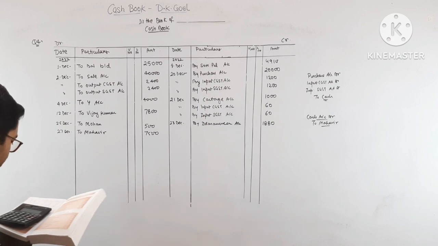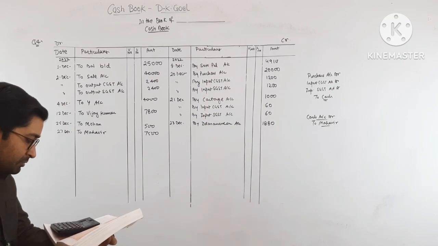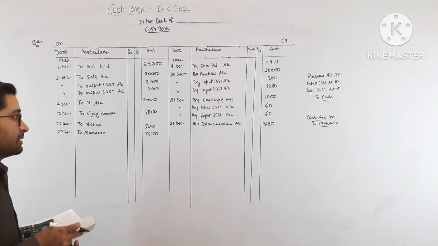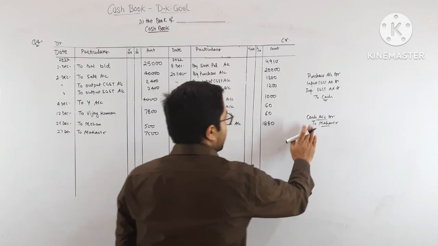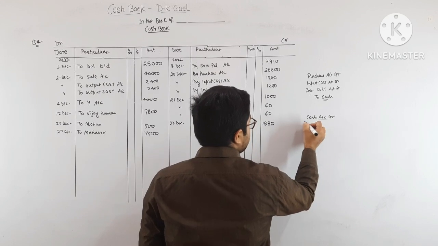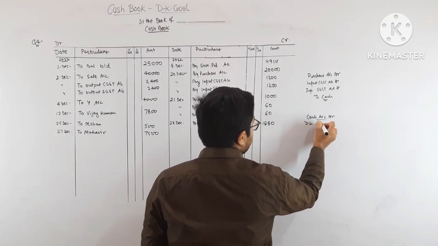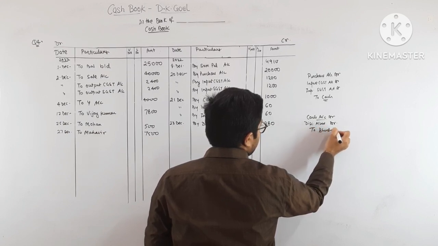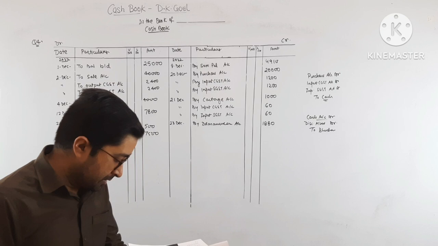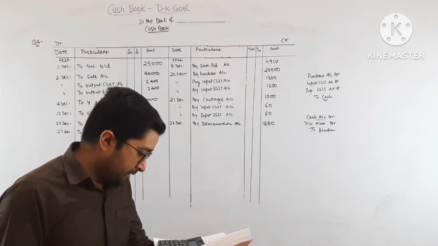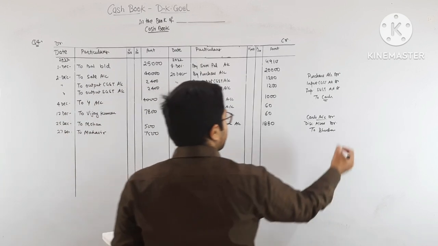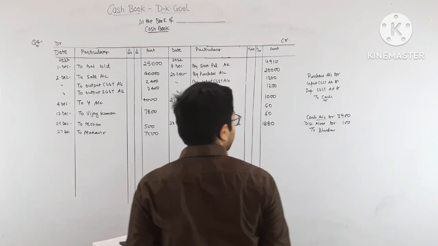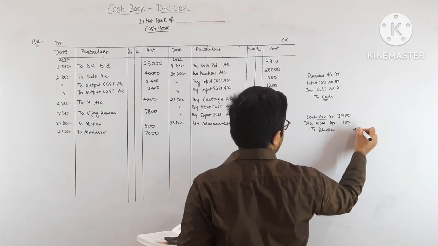Okay, now next, receive from the Bhushan and the discount allowed is 100. Okay, we receive cash from Bhushan, so entry will be what? Cash account debit, discount allowed debit to Bhushan. Clear? So receive from Bhushan 3900. So the cash we receive is 3900, discount we give 100, and the Bhushan account is credited by 4000.